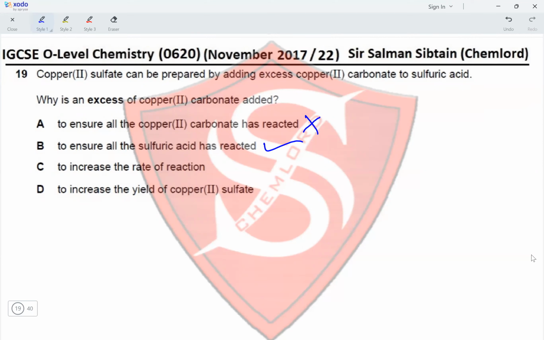To increase the rate of reaction? This has no effect on the rate of reaction. To increase the yield of copper(II) sulfate? The amount of copper(II) sulfate formed would depend on the amount of sulfuric acid present, since it is the limiting reactant. Increasing the quantity of copper(II) carbonate does not increase the yield of copper(II) sulfate at all. Therefore, the correct option for this question is option B.